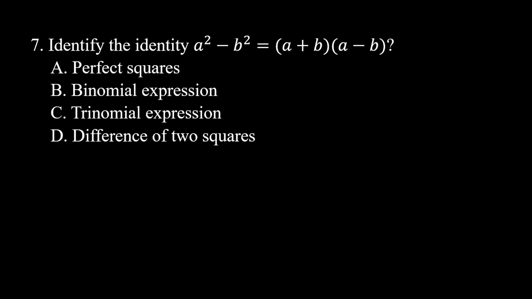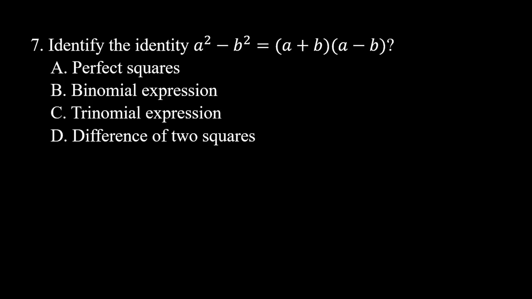Number 7. Identify the identity a squared minus b squared equals a plus b multiplied by a minus b. A. Perfect squares. B. Binomial expression. C. Trinomial expression. D. Difference of two squares.